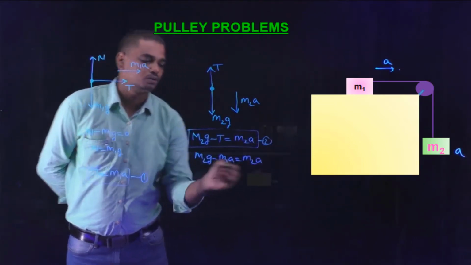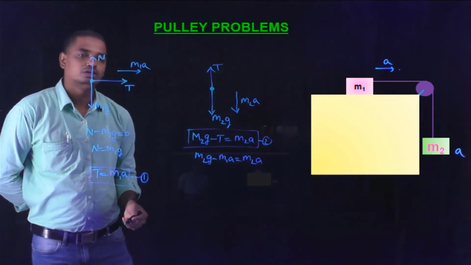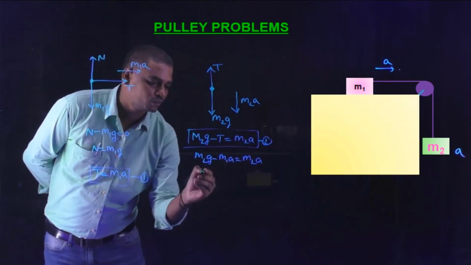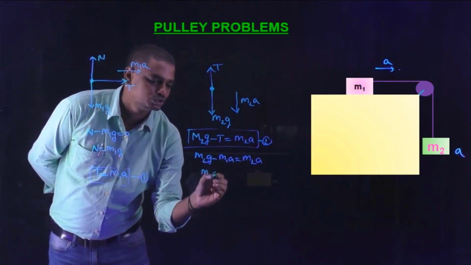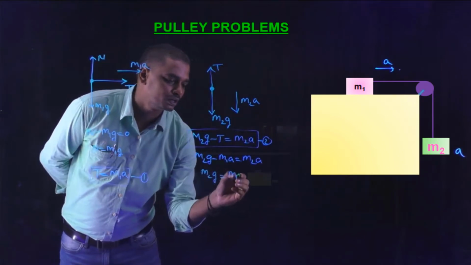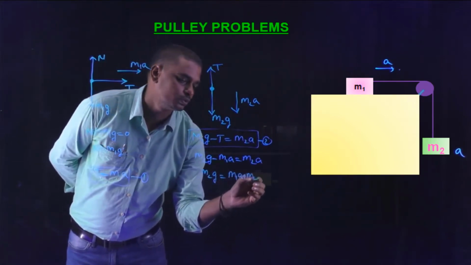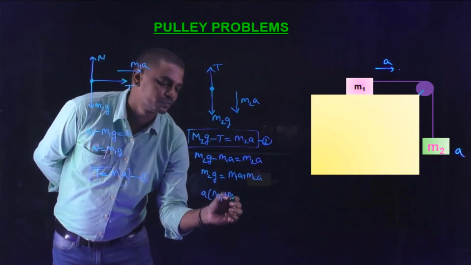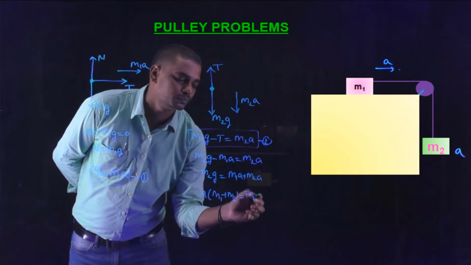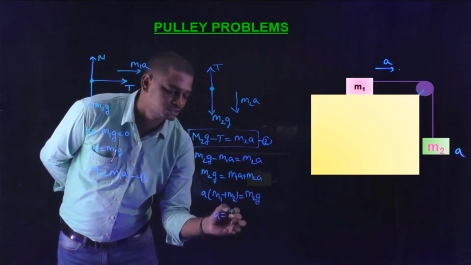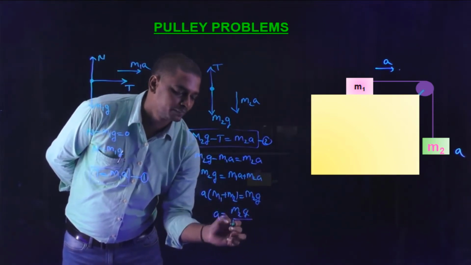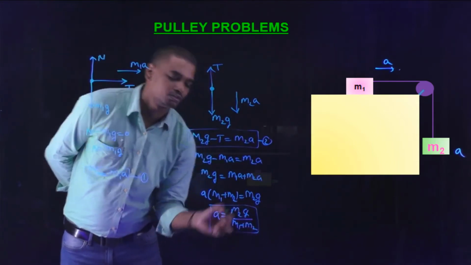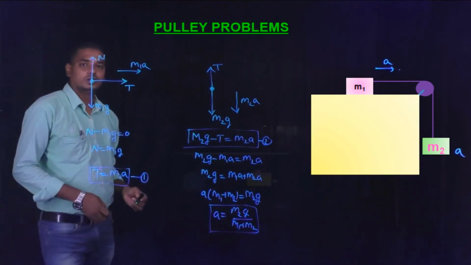So from 1 and 2 we get this equation, m2g minus m1a is equal to m2a. If you take m1a to the other side, m2g is equal to m1a plus m2a. Taking a common, a into m1 plus m2 is equal to m2g. So acceleration a is equal to m2g by m1 plus m2. This is the acceleration of the block.